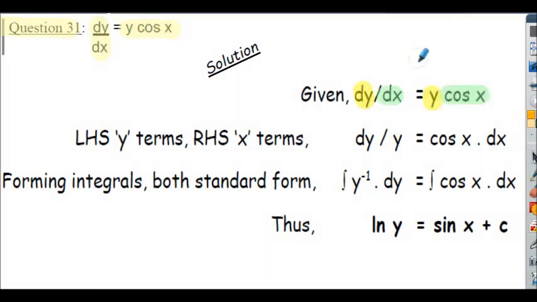So again, we can rearrange the equation to get the y terms on the left hand side and the x terms on the right. So divide both sides by y. On the left hand side we have dy divided by y. And then multiply both sides by dx. On the right hand side we have cos x multiplied by dx. Again, these are both standard integrals. On the left hand side we have the integral of y to the -1 dy. Put the y on the top line on the left hand side. On the right hand side, the standard integral of cos x with respect to x.